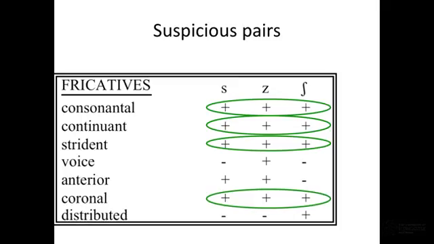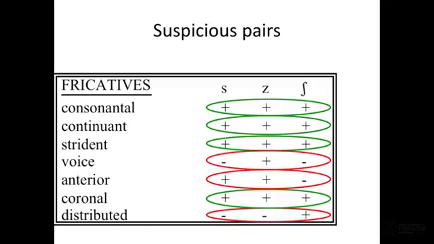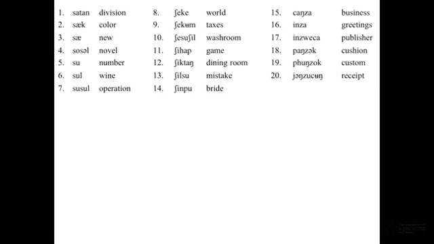So, how do they differ? In terms of place, both s and z share features with each other that they do not share with sh. That is, s and z are both plus anterior and minus distributed, whereas sh is minus anterior and plus distributed. S and z differ in only one feature, that of voice, which s shares with sh, as both are minus voice.